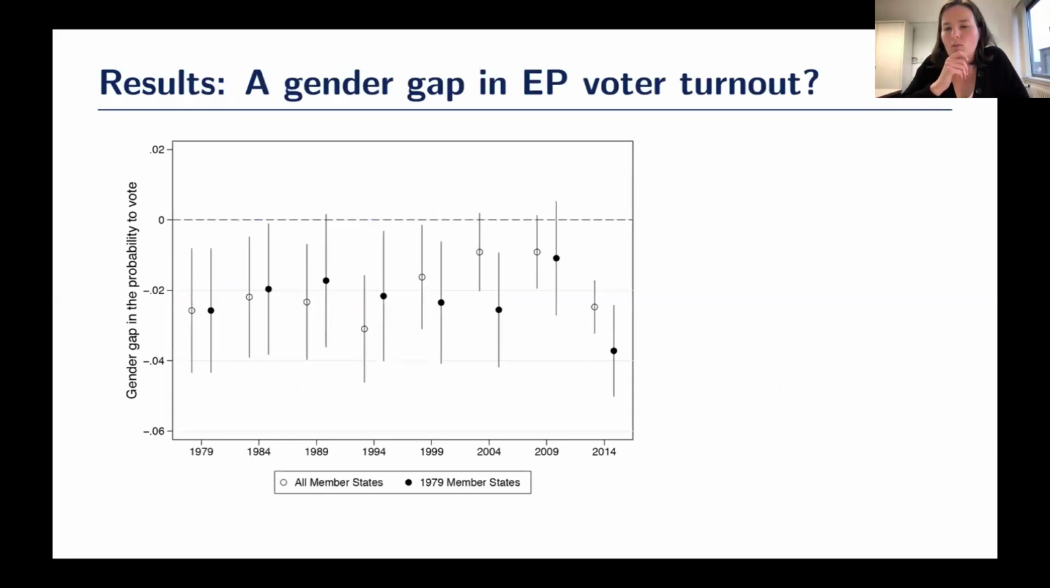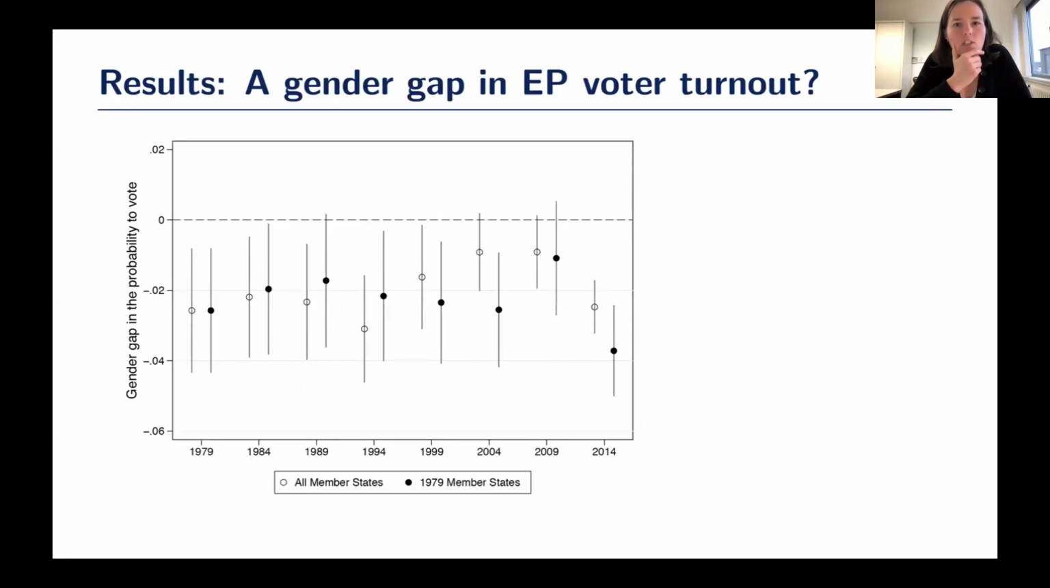All right, on to the results then. As I indicated, we do this in 2 steps. We start off by first looking at the gender gap in voter turnout over time, and then in the second step, we'll focus more on gender differences in political interest and try to explain those.